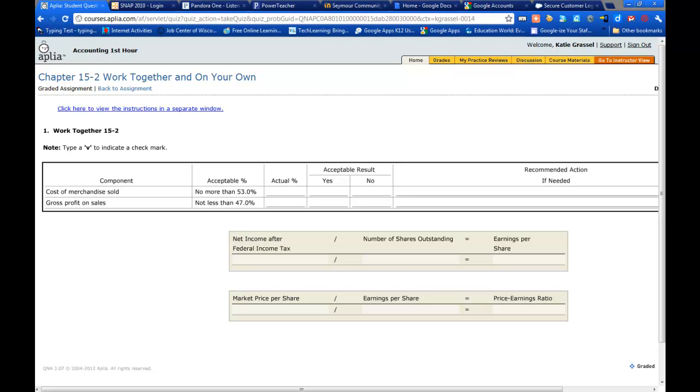Now your gross profit on sales is also going to take a look at the same thing. We're also going to go through and calculate our net income after federal income taxes. What I would like you to do is please go ahead and save right now the work that you're on, and then please get into 15.2, work together and on your own.